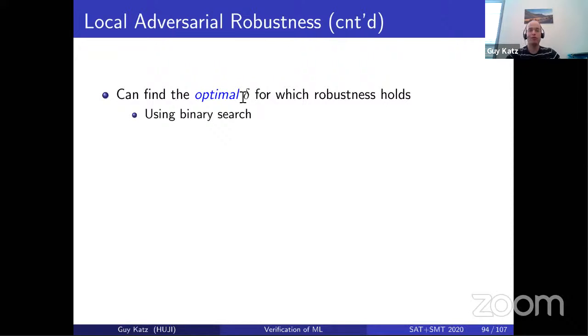And then you can actually find the optimal delta for which your network is robust. You can do binary search and find the smallest delta, the minimal amount of noise with which an adversary can fool your network. This really gives you a strong guarantee on the minimal amount of noise required, and you know that anything below that level, your network will not be fooled.